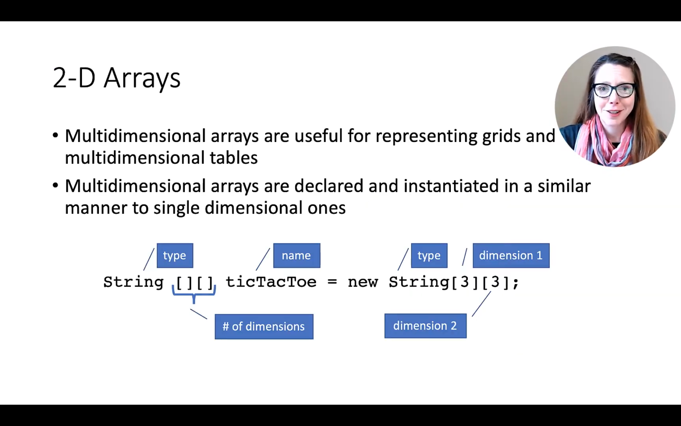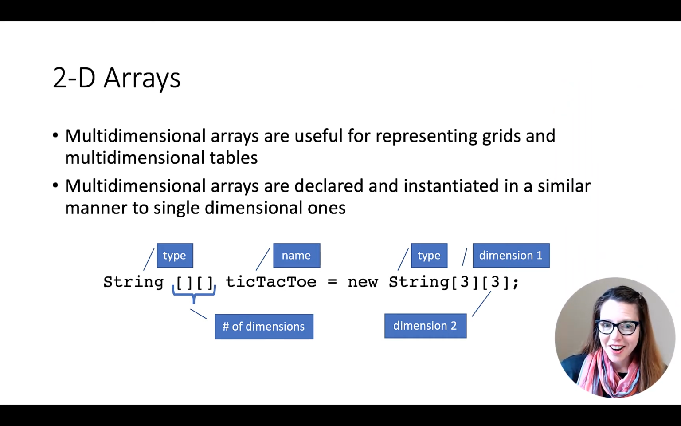Enter two-dimensional arrays. Multi-dimensional arrays are useful for representing grids or other multi-dimensional tables. So we can also look to three-dimensional grids. For instance, if you wanted to represent a Rubik's Cube and how one could solve that, you would have to move to a three-dimensional model. So multi-dimensional arrays are declared and instantiated in a similar fashion to how we handled one-dimensional arrays.